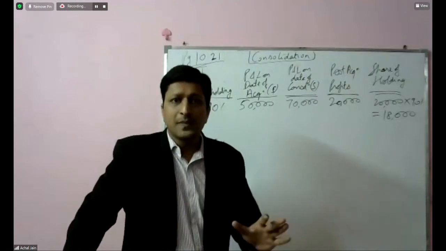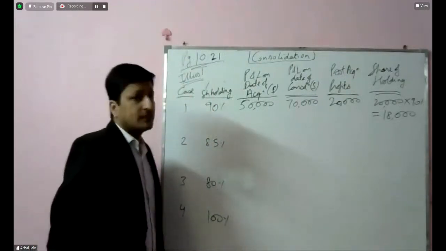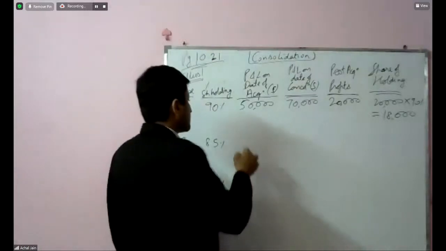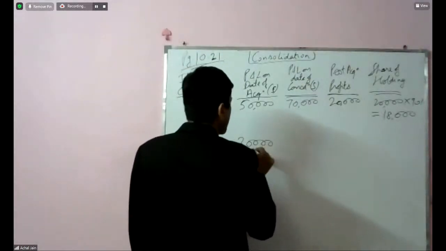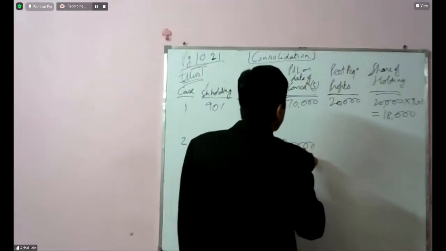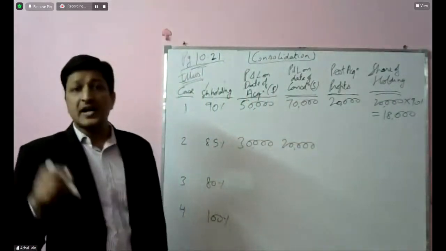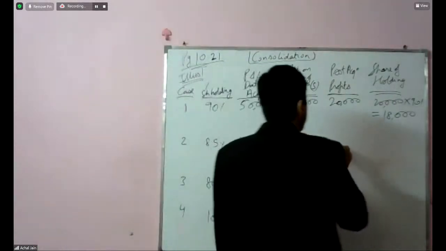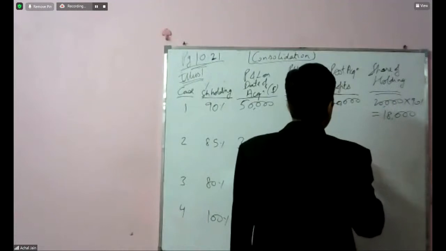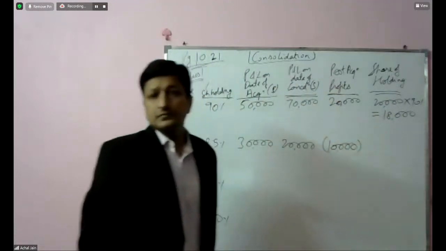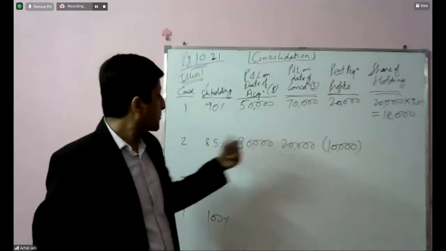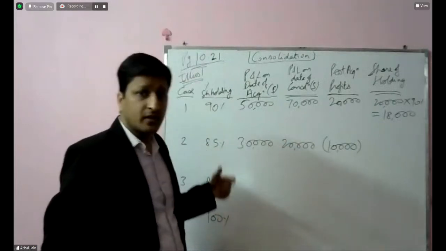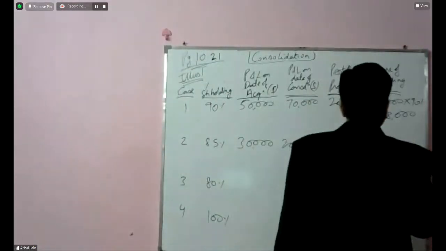Similarly, next one. So 30,000 was the opening profit. In the closing, it got reduced to 20,000. So that means during the year, there is a loss of 10,000. So loss proportion equivalent to 85% goes to whom? Holding.